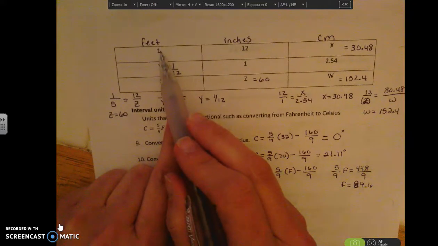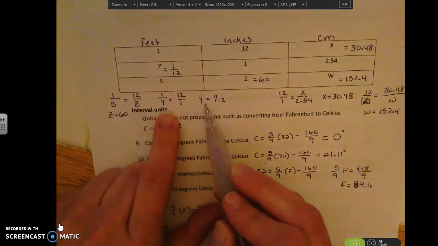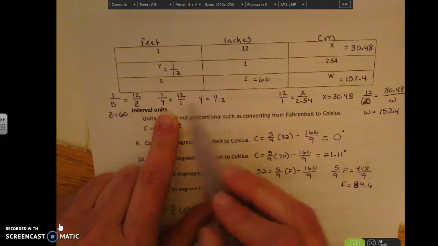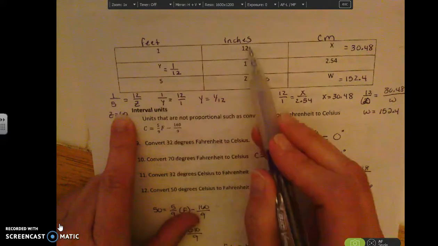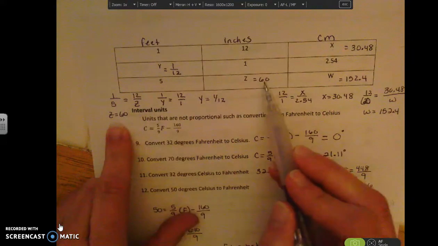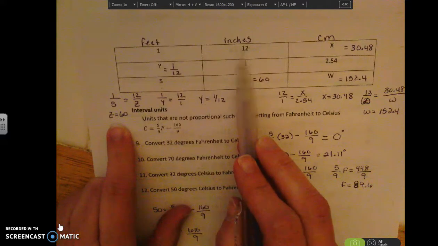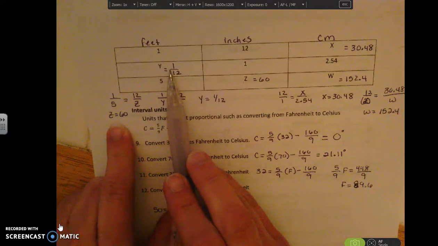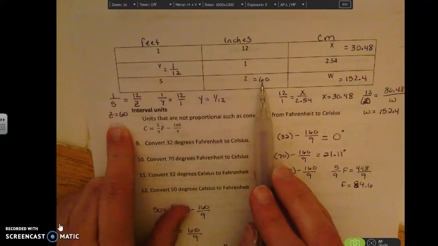So I set up my proportion, 1 over Y equals 12 over 1. And I cross multiply and I get Y as 1/12. And I do want to leave it as a fraction if I can. Now I'm going to find Z, 1 over 5 equals 12 over Z. And when I cross multiply, I get Z is 60. So this is saying that 1 foot is equal to 12 inches, 1/12 foot is equal to 1 inch, 5 feet is equal to 60 inches.